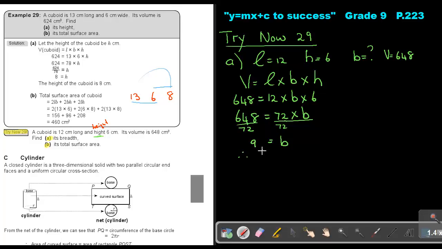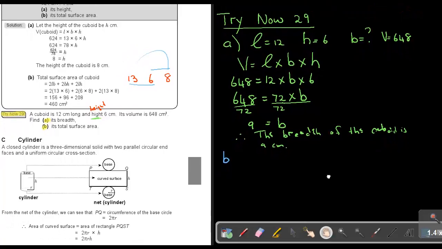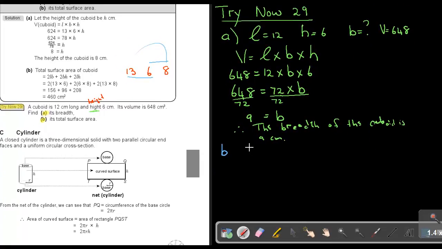So therefore, the breadth of the cuboid is 9 centimeters. Okay, then I look at number B. Now, remember, I'm just going to move it up a little bit. Can you remember, if I ask you the total surface area, in this case, you can even leave out that first step, and I'm just going to show you now.